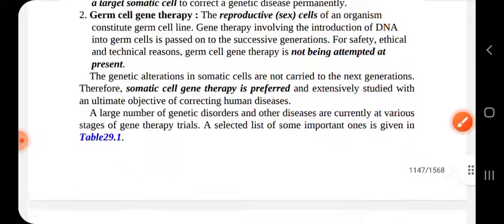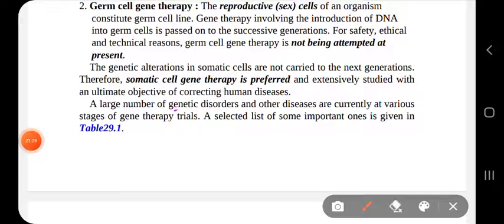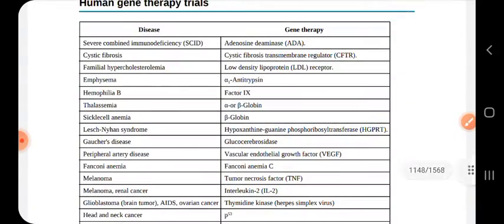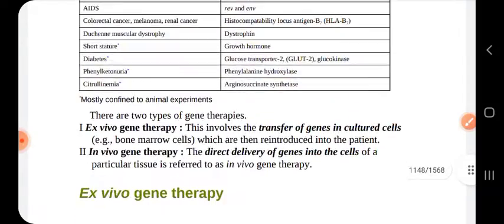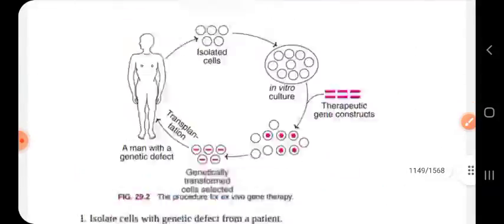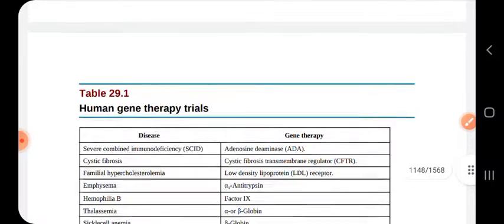So here is a list of some genetic disorders and other diseases which we are currently testing through gene therapy, trying to cure them. That means what we call trials, right? Some important ones are given in table 29.1. We will see them. Here is a list of diseases which are being used.